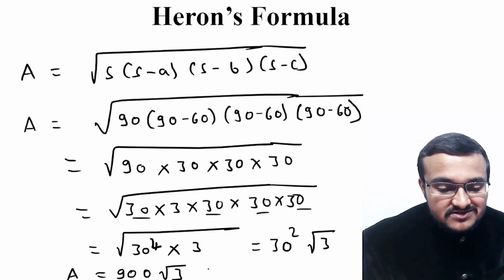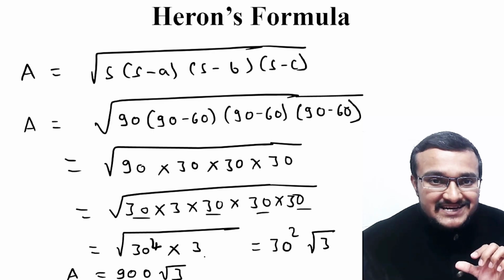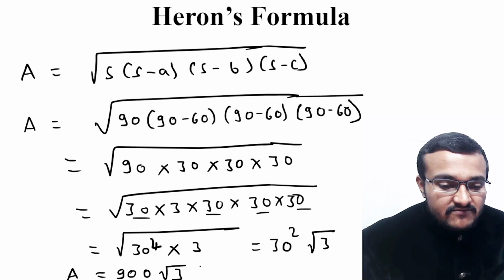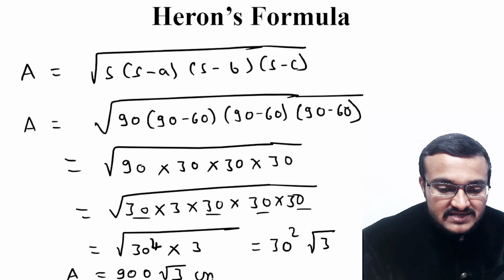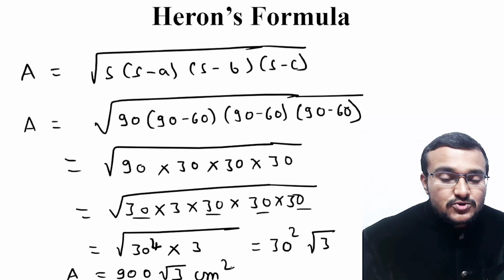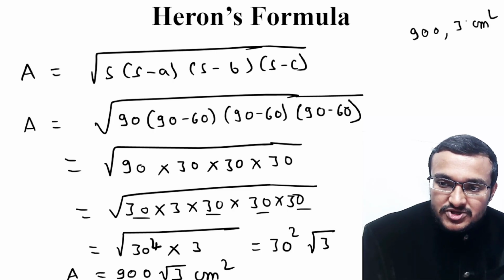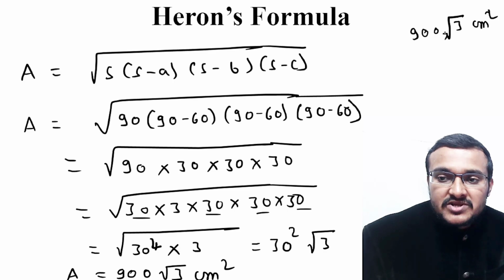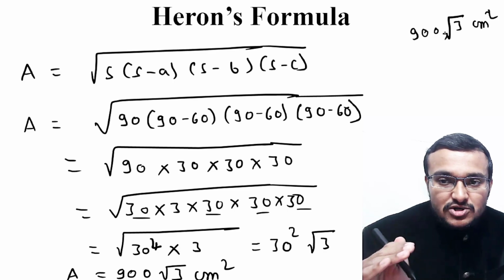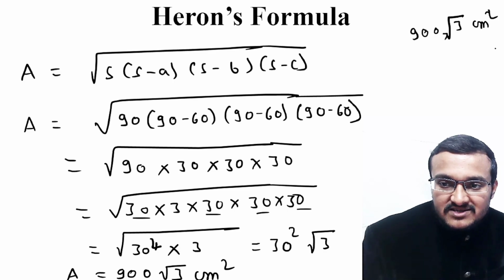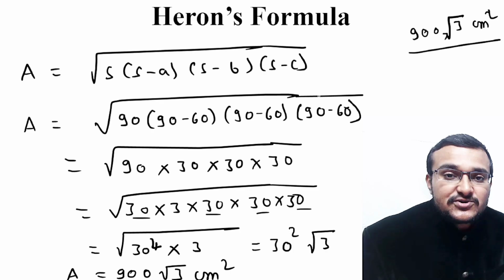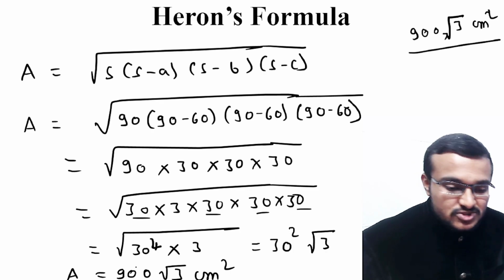So the area of this triangle, which has 180 centimeter as its perimeter, will be equal to 900 into root 3 centimeter square. In the textbook they have given 900, 3 centimeter square. Here in the place of the square root sign they have put a comma, so don't consider that. The actual answer is 900 root 3 centimeter square.